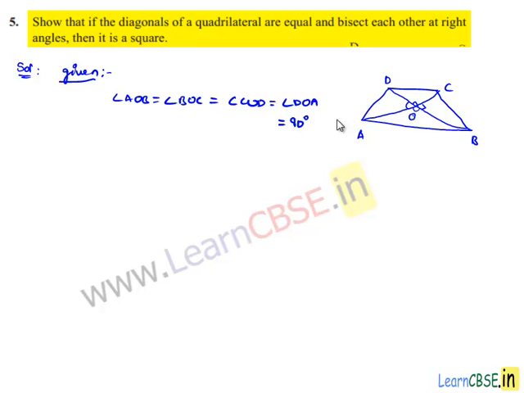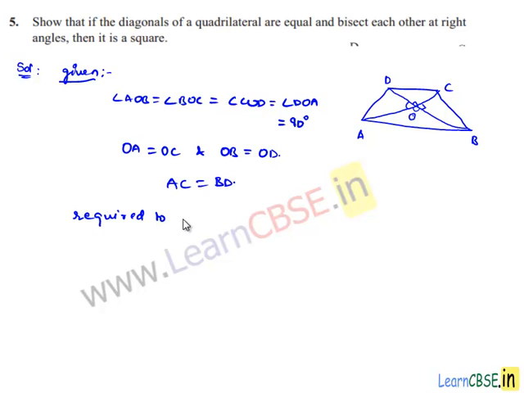And as the diagonals bisect each other, we can say OA is equal to OC and OB is equal to OD. And he also says that the diagonals are equal. So we can say AC is equal to BD. Now we are required to prove that the given ABCD is a square. Now let us move on to the proof.